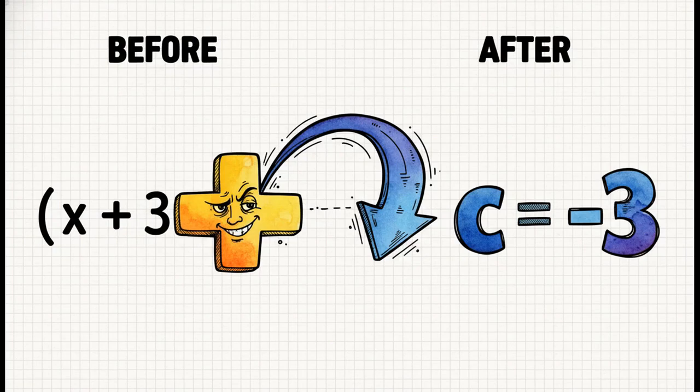It is so tempting to see x plus 3 and just automatically use a positive 3. But you have to remember, the formula is x minus c, so you're really looking for the number that makes that divisor 0. The fastest way to remember? Just always flip the sign of the number you see.